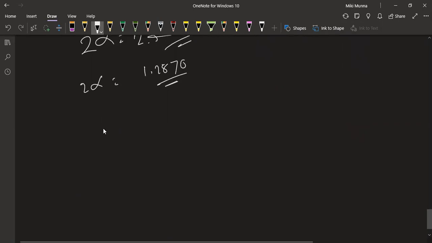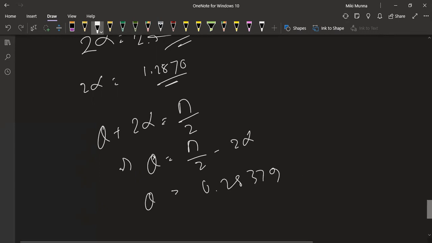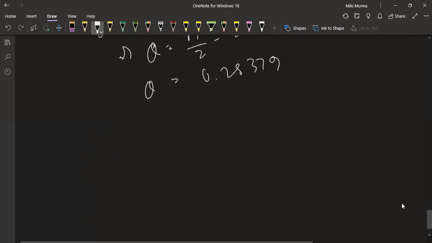Now, theta plus twice alpha is what? Pi by 2. That means theta is equal to pi over 2 minus twice alpha, which should give us 0.28379. Okay, that's our theta. Now, from here, we already found theta.